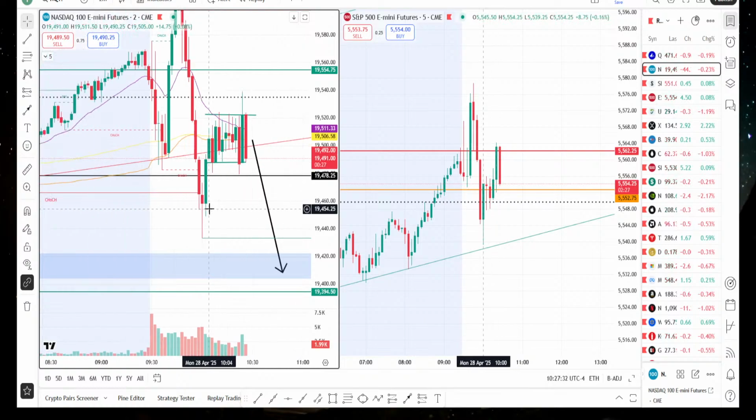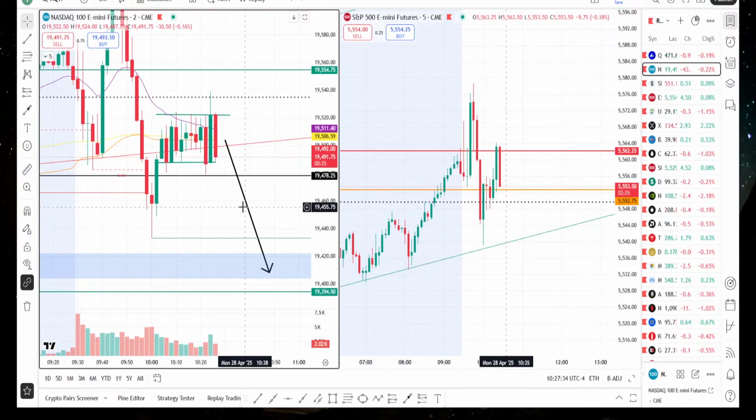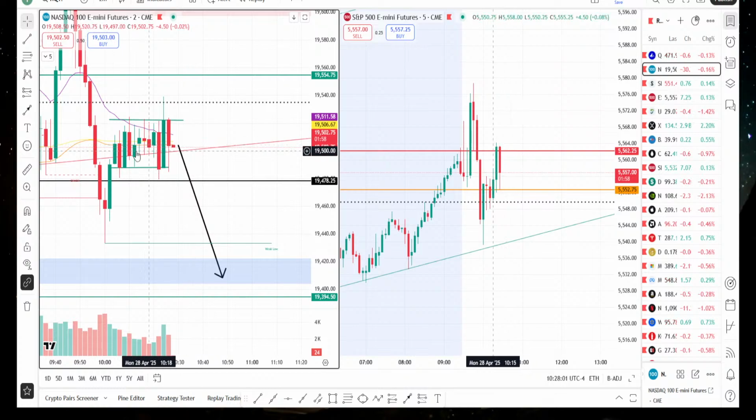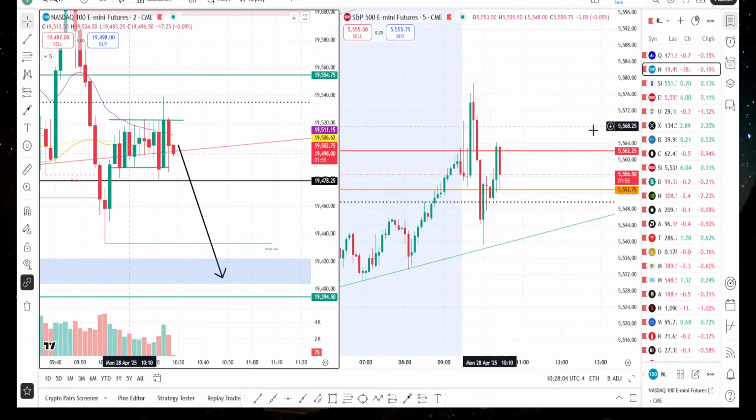Let's see, will we get that strong close? We're still trying to attempt here to go lower. Still trying. And then again, quick. So I would just avoid all this, guys. Don't trade here, please.